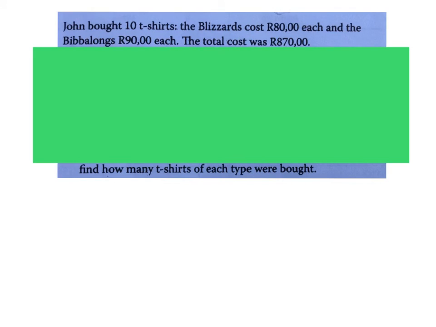It will only say John bought t-shirts, the price of each t-shirt, the total was so much, and then find how many t-shirts of each type were bought. Or they can say how many Blizzards were bought, or how many Bibelongs were bought. Different ways of asking it, but the technique that we're going to use will be the same all the time. A lot of people believe that the one they ask you is the one you must make x. I don't. Just remember at the end, the x is not the answer you want. You must take the x, take it back into your question, and then find out the different things you want to work out.